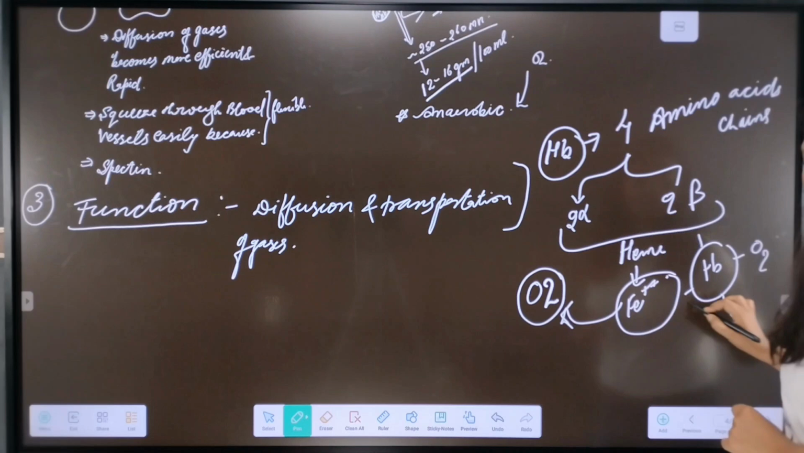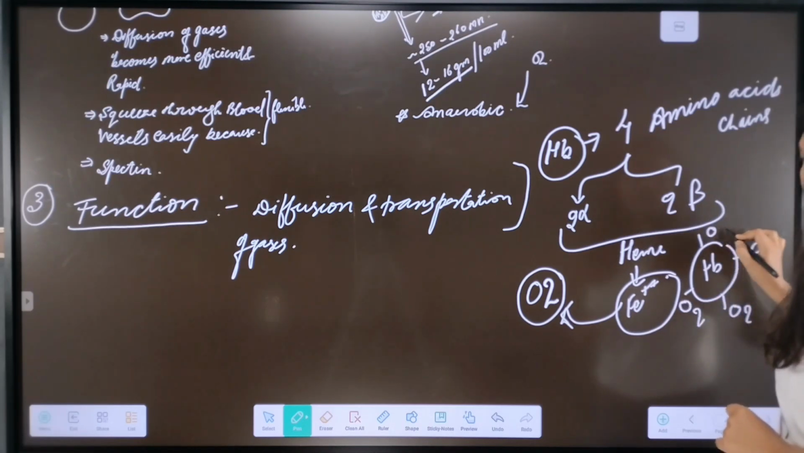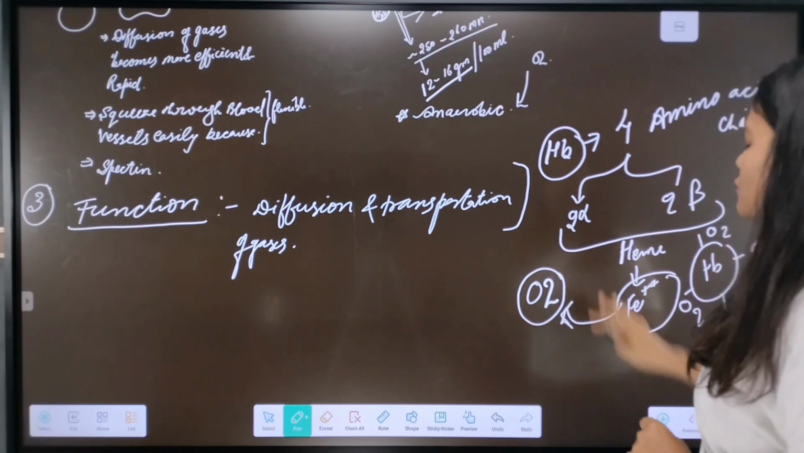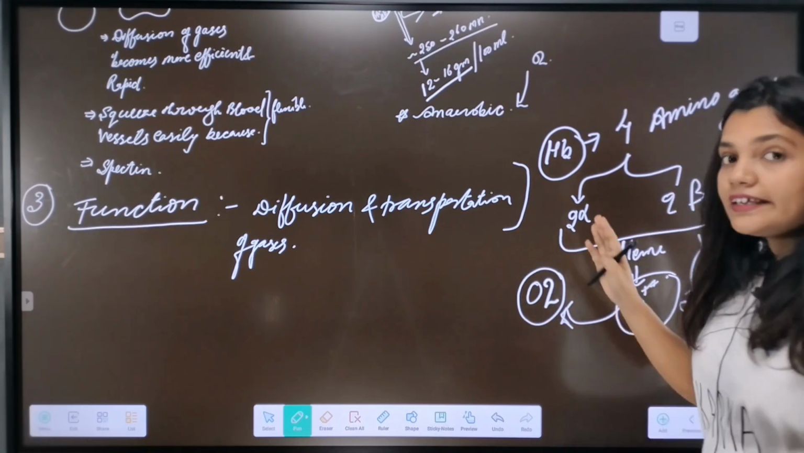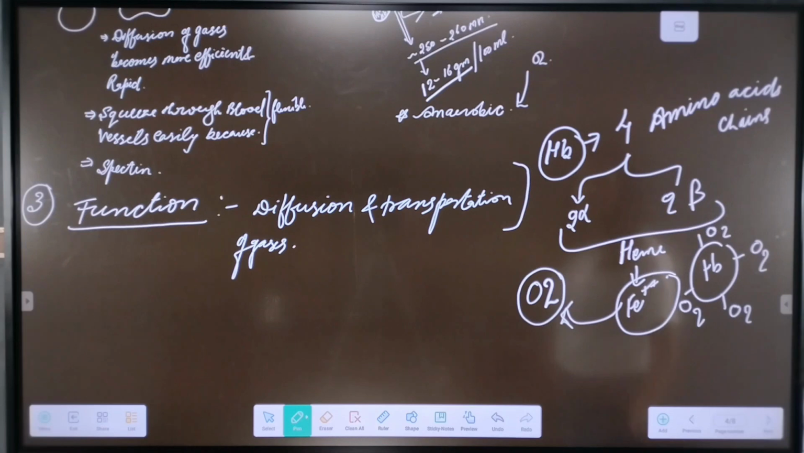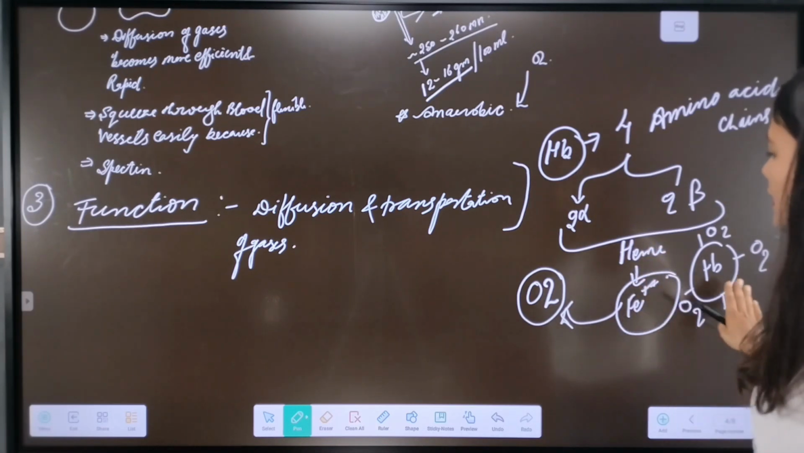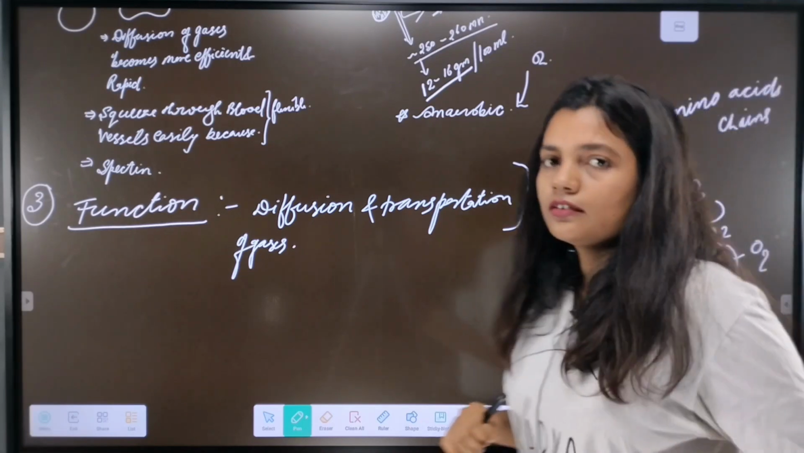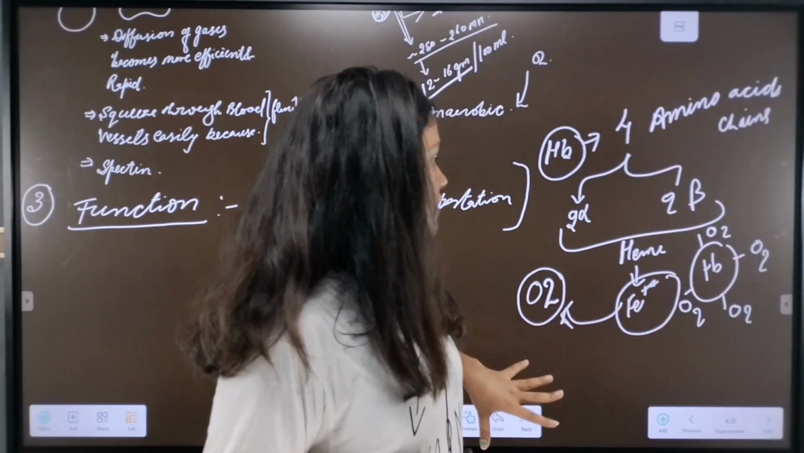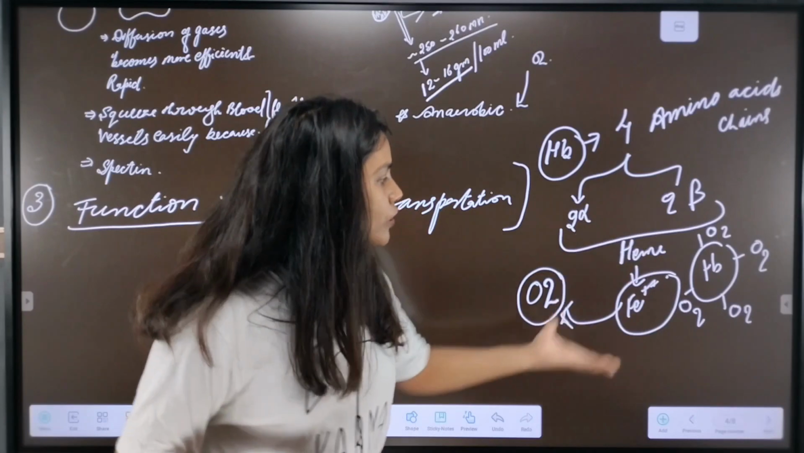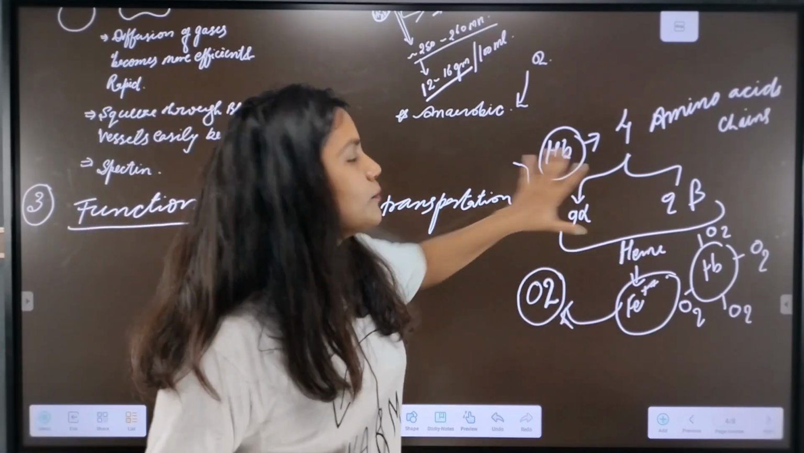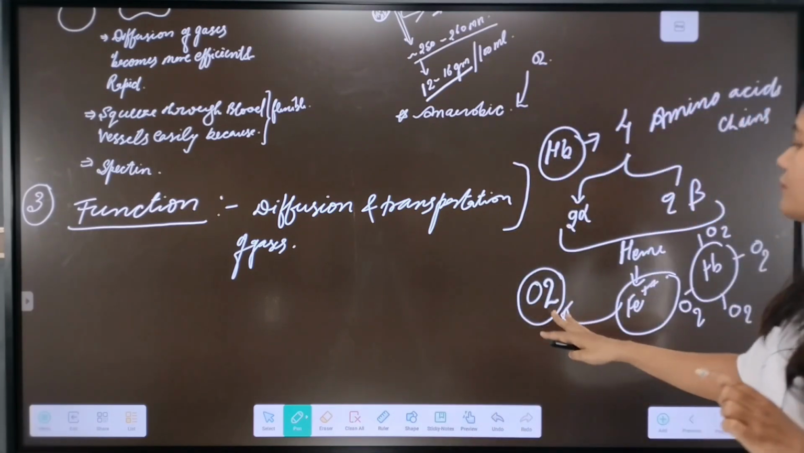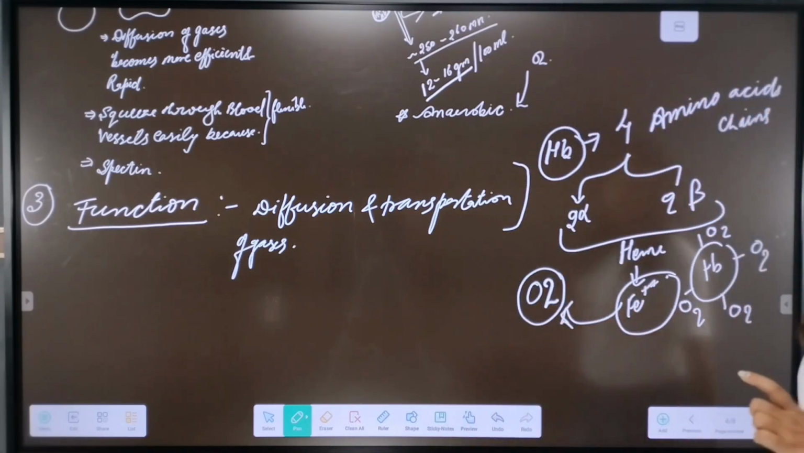Because hemoglobin is made up of 4 amino acid chains, 2 alpha and 2 beta, and each chain has a heme group, and each heme group has the iron that carries one molecule of oxygen. So there are going to be 4 irons in one hemoglobin. So ultimately one hemoglobin molecule carries 4 molecules of oxygen.